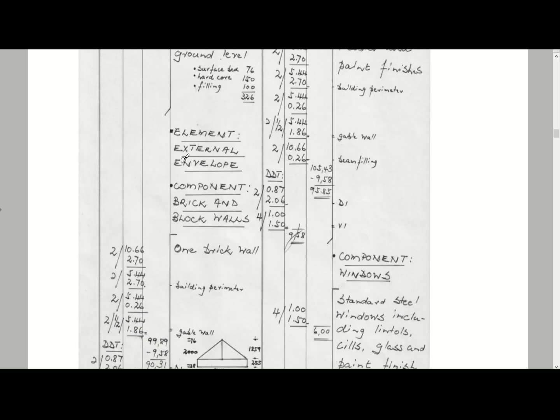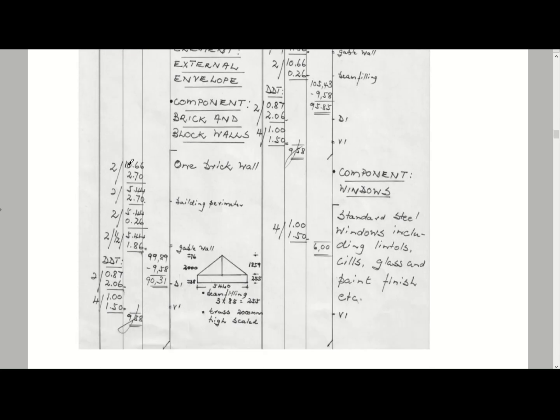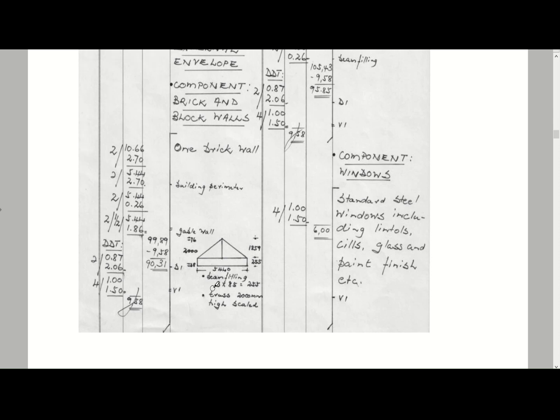Elemental external envelope. Here again is our gable walls, and here you can see where they actually applied the trigonometry to it. You will see some certain deductions. You've got your different wall lengths times different heights. The external walls are 2.7 meters high.